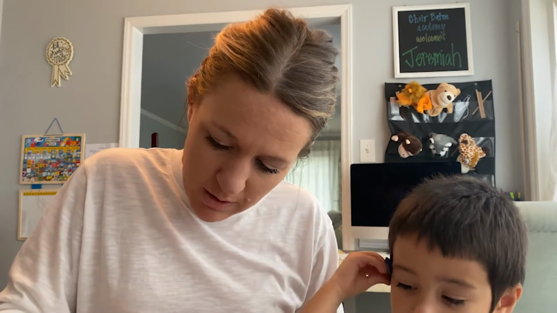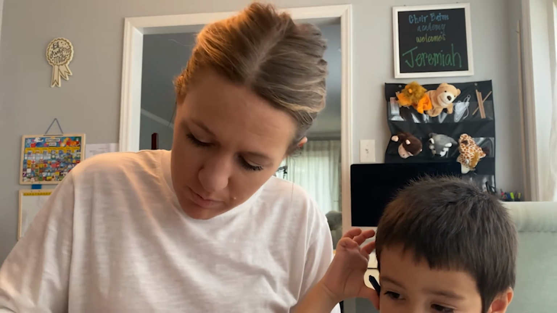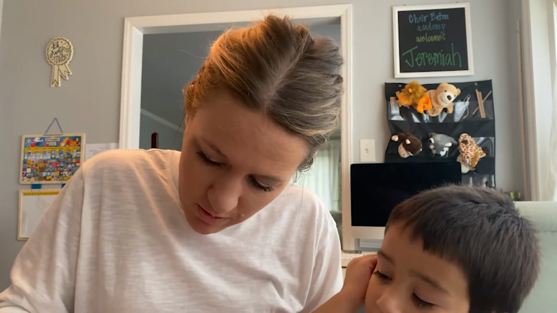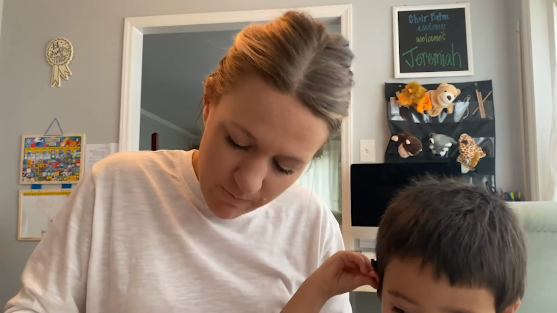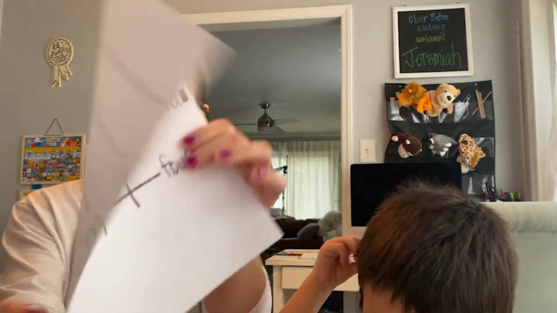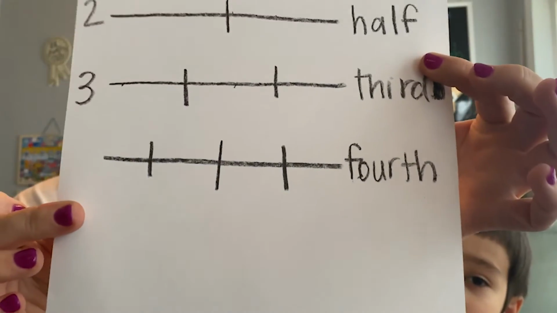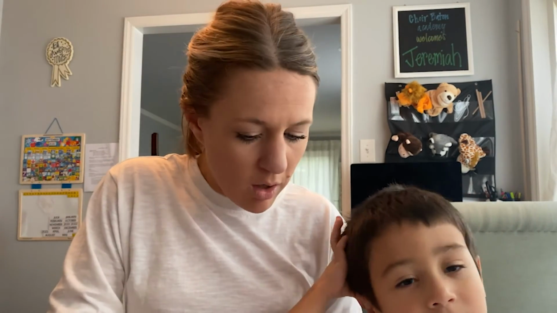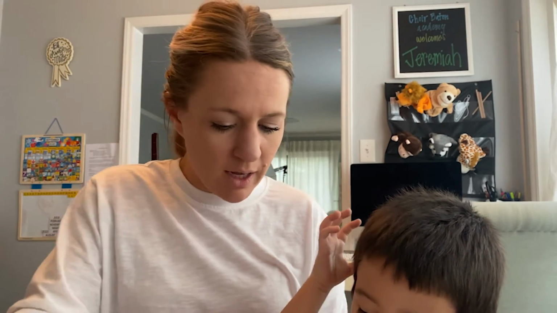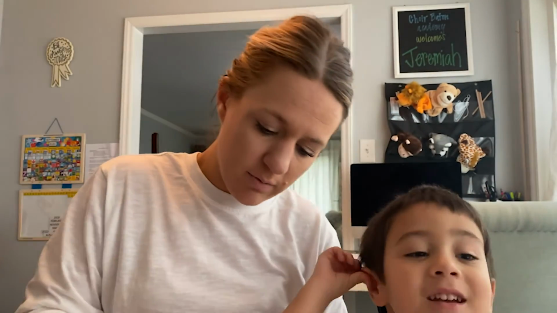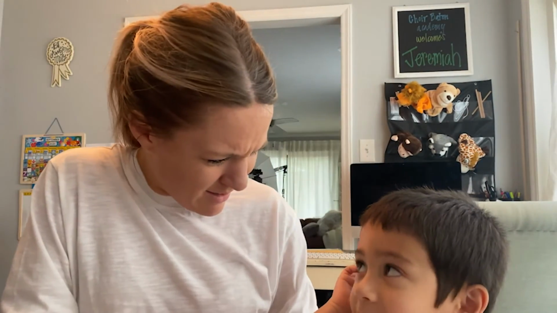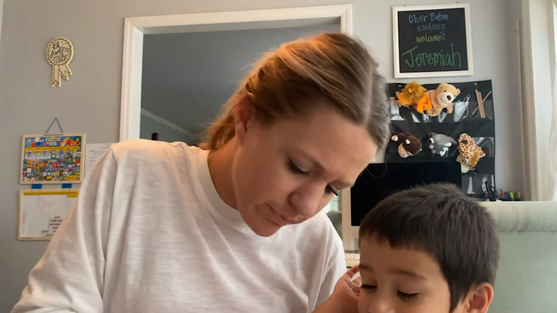And now we're going to call something. Oh, I just broke this marker. By marker, I mean crayon. Now I'm going to draw another line, and this time I split it this way. Jeremiah, how many parts do I have here? Ready? Let's count them. 1, 2, 3, 4. Very good. How many parts, y'all? 4. Very good. That's it.